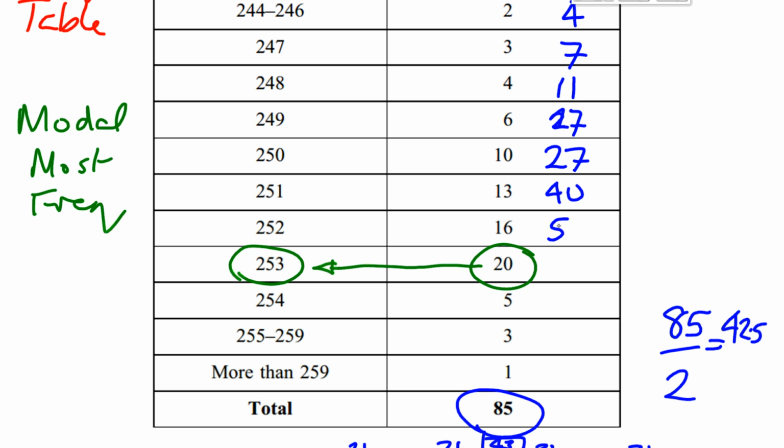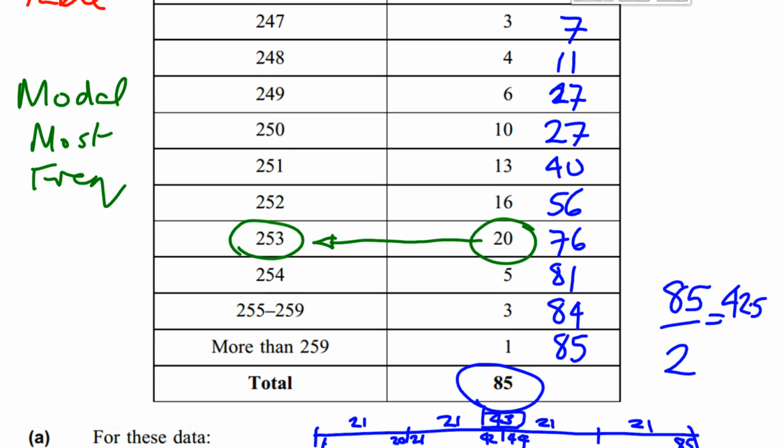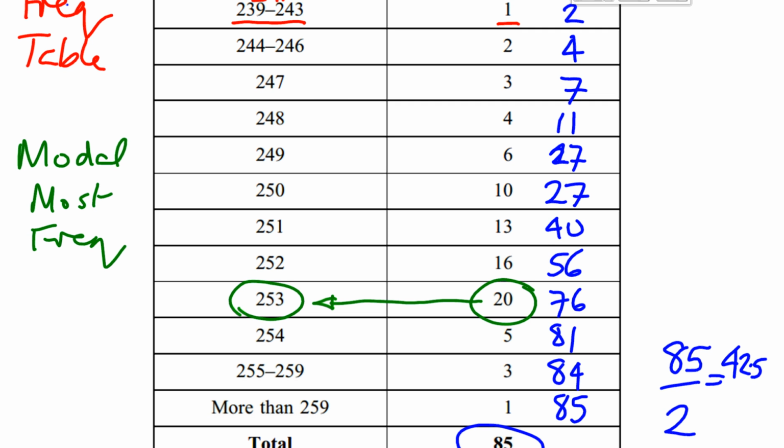Then we're up to 56. Then 76. 81. 84, and finally 85. Okay, so that's our cumulatives. The lower quartile will be at 20.5, so 20.5 is going to fall in this group here. It's more than 17, less than 27. So our lower quartile is going to be in this range here.